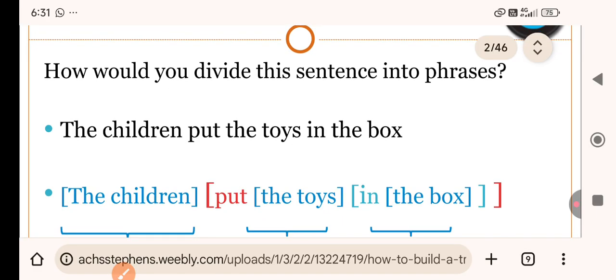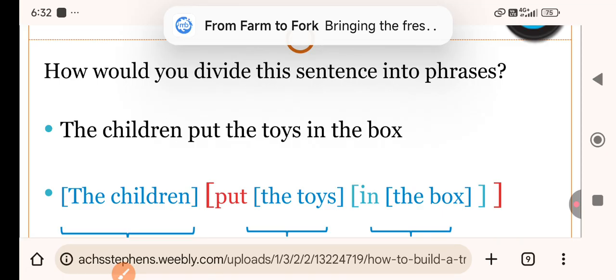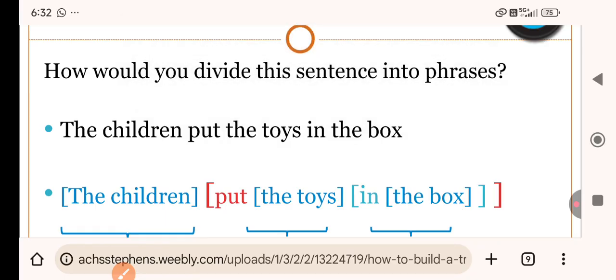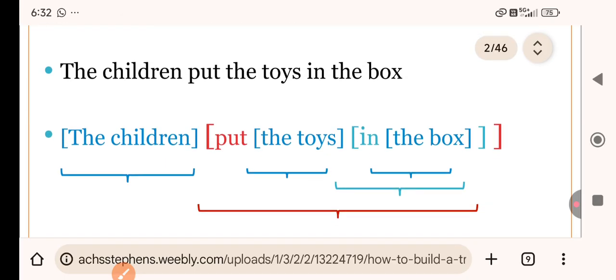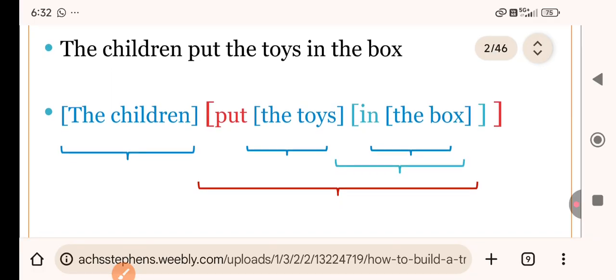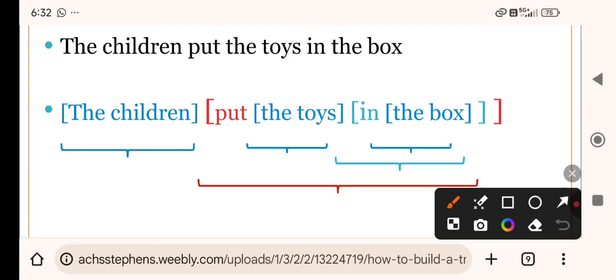I told you earlier that IC analysis can be done through bracketing or through a tree diagram. Other methods are also there, but these two are very important and very common. How would you divide this sentence into phrases? The sentence: the children put the toys in the box. So first of all, the children.